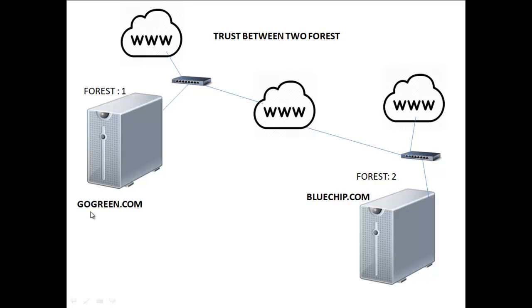So to create a trust between gogreen.com and bluechip.com, there should be connectivity, which means you should be able to resolve the DNS of forest 2 from forest 1, and forest 2 should be able to resolve the DNS of forest 1. First the connectivity is required, then only you can create a trust. You can do that with a Cisco router by doing routing, or you can perform tunneling like IPsec tunneling to get the connection between router to router.